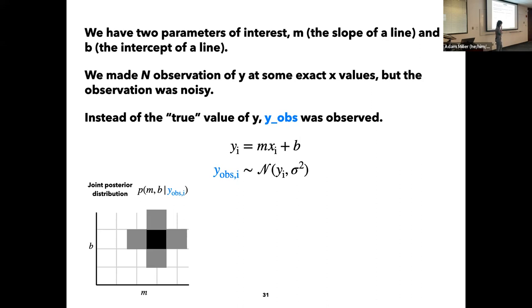Yeah, so the idea is that we marginalize over all the possible values of the other parameter.